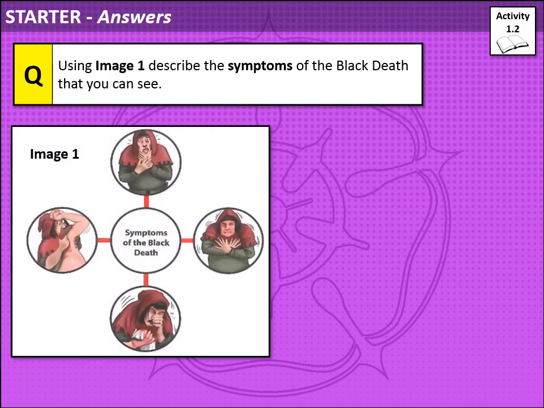Now it's time for your starter. Using image 1, describe the symptoms of the Black Death that you can see. If you would like to give this a try without the hints, then press pause now.